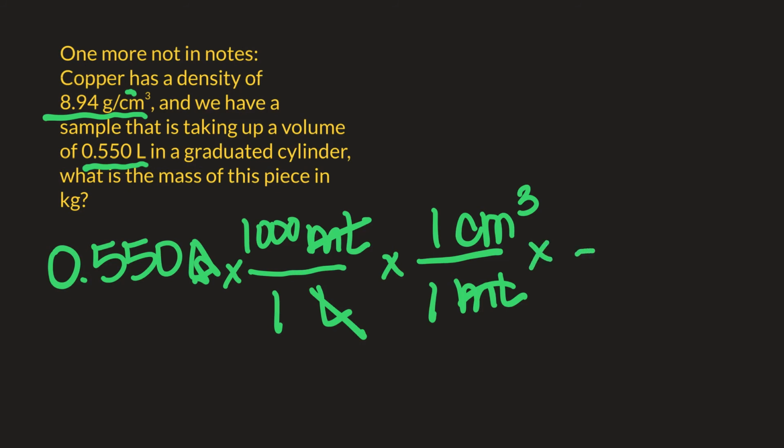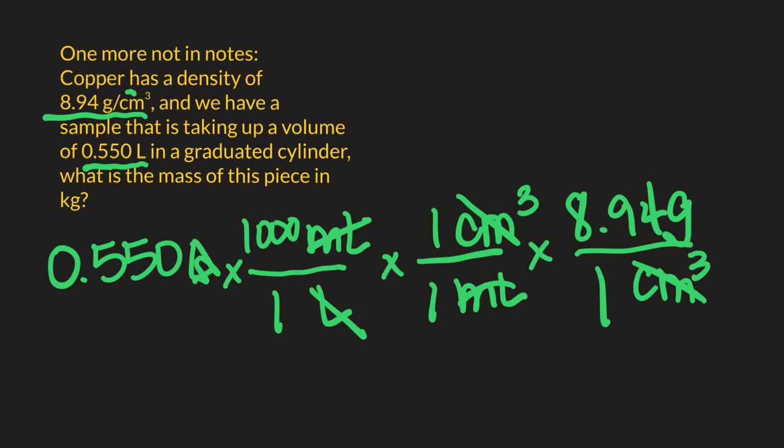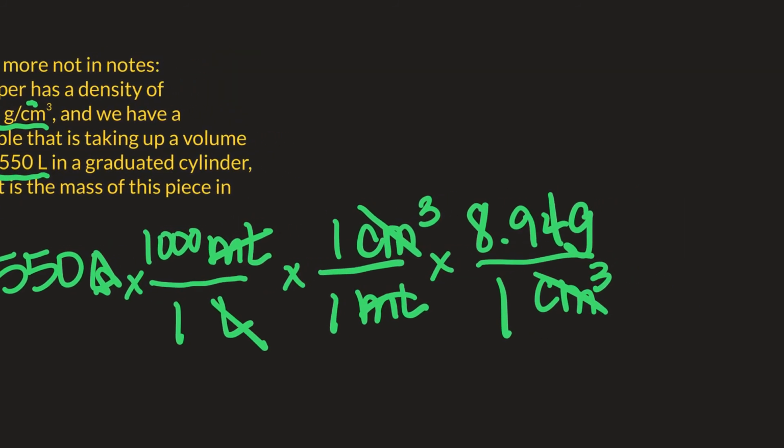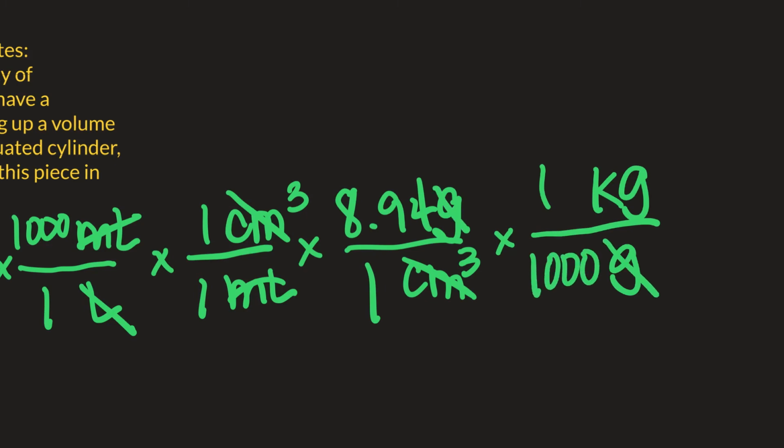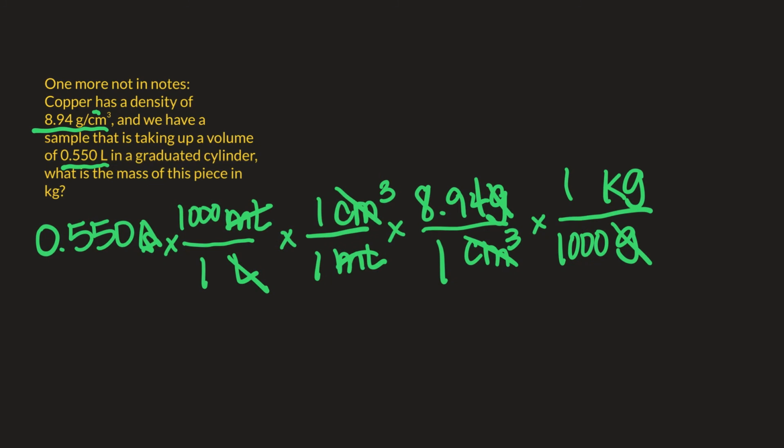Now, on the next step, I can use my density. Centimeters cubed goes on the bottom. My density has grams in it. It says there's 8.94 grams in 1 centimeter cubed. That cancels out. Great. Problem is, they wanted kilograms. So we're going to do one more step. Grams, kilograms. Because it's a base unit, we can do that, right? Kilo is bigger. It's worth 1,000. Cancel that out. So you can see where I do 0.550 times 1,000 times 8.94. But we're dividing by 1,000.